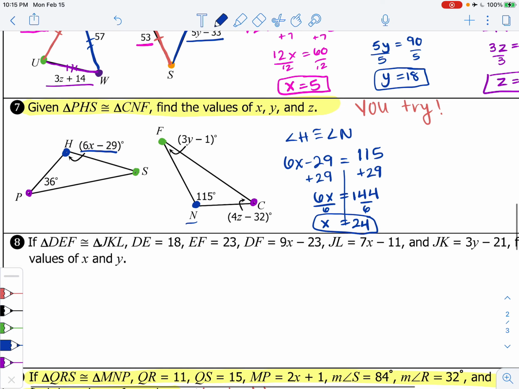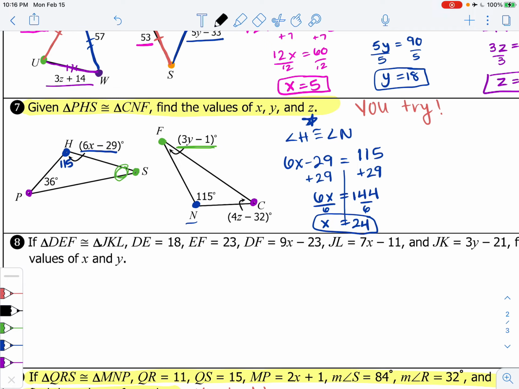All right, now let's find y. So for y, I have this equation right here, but I have nothing written for angle S. How could I find it? Well, I know that angle H and angle N are the same, right? They're congruent. We just said that right here. That means that angle H should also equal 115. Now, do you see a way that I could find angle S?